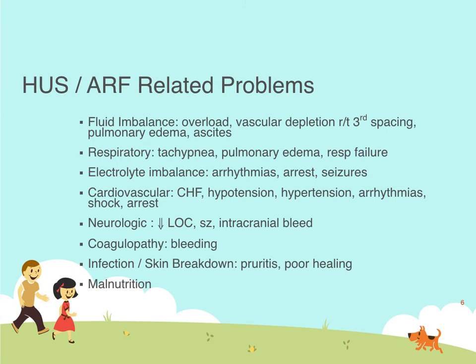So clinical problems that are associated with hemolytic uremic syndrome and acute renal failure include the fluid overload. They're going to have third spacing, therefore edema. They will have pulmonary edema. They may even have ascites. In the respiratory tract, you would anticipate this child to be tachypneic. As stated above, pulmonary edema, and they may have respiratory failure, so be prepared to assist with intubation if needed.